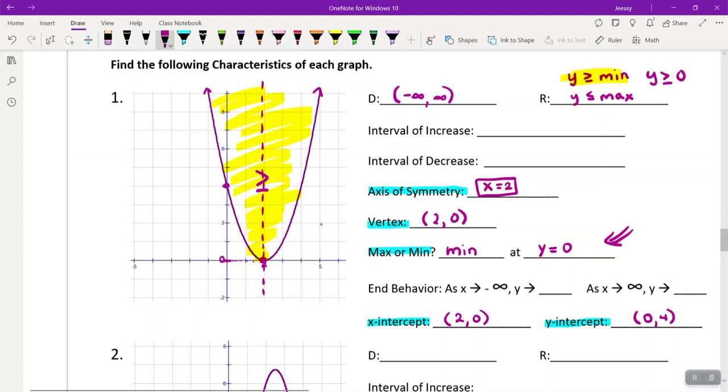Now, intervals of increase and decrease. You need to remember that x's start at negative infinity, and they end at positive infinity. Clear? Your x's. Now, this function in particular, even though we have arrow tips here, and they're both going up, we read these graphs from left to right. So we would consider this to be a decrease. Please label your graph. And at this point right here, at the axis of symmetry, it becomes an increase.